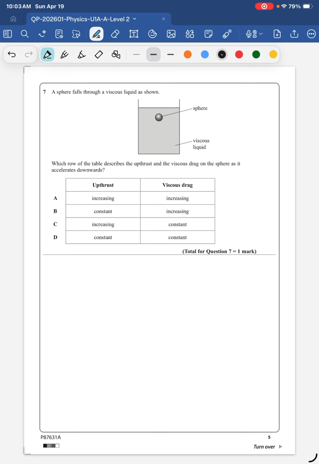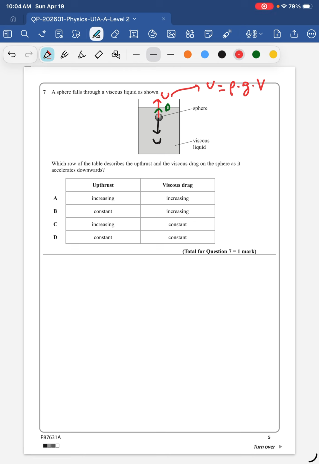Okay, so the upthrust, I'm going to draw the vectors actually. In this scenario, you have the upthrust that points up. And we have the drag force as well, and of course the weight that points down. The upthrust is equal to the density of the liquid times g times the volume, so it doesn't depend on velocity whatsoever. It's a constant. So it's either B or D that are the correct answers.